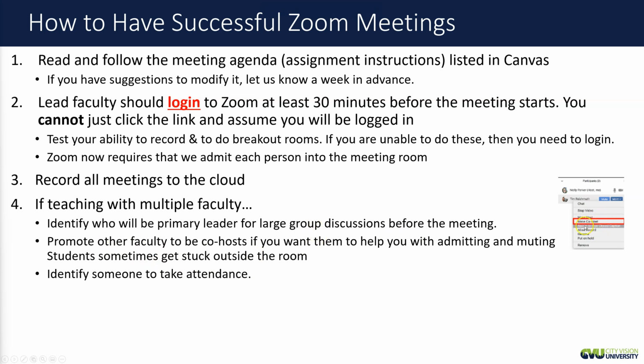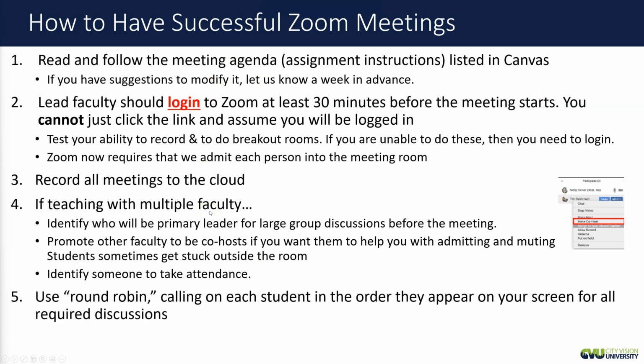So that's what this diagram here in Zoom, you'll have something where you could go to that person's name and you say make co-host. And what that's going to do is that's going to help you with admitting and muting students. Students sometimes get stuck outside of the room, especially if you go into breakout rooms, really soon. So make sure that that doesn't happen, and identify someone to take attendance, because you're going to need to grade based on who attended.